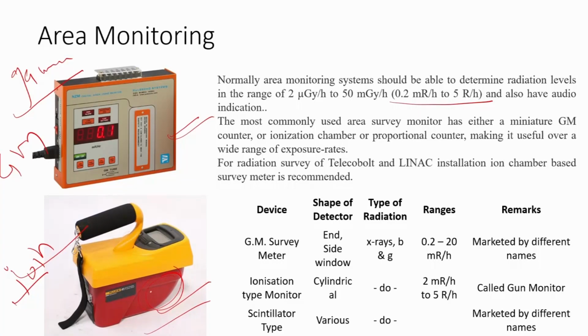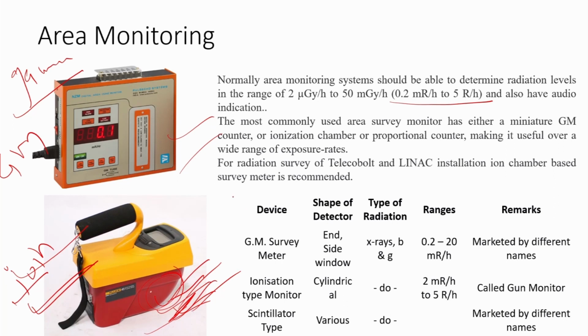This happens with this gamma zone monitor, the area monitor, not with this monitor. With this monitor there is also an alarm, but you can change it. In both cases there is an alarm system. The most commonly used area monitor has either a miniature GM counter, an ionization chamber or a proportional counter. Mostly available are GM counter and ionization chamber types, useful over a wide range of exposure rates. For radiation surveys of telecobalt and linear accelerator installations, an ion chamber based survey meter is recommended. This survey meter is recommended for radiation survey of installations of a telecobalt machine or a linear accelerator.